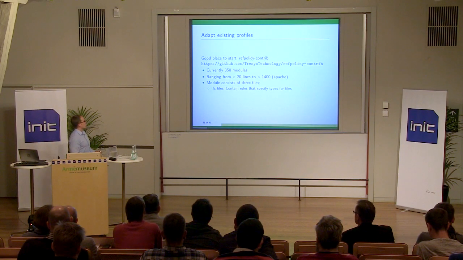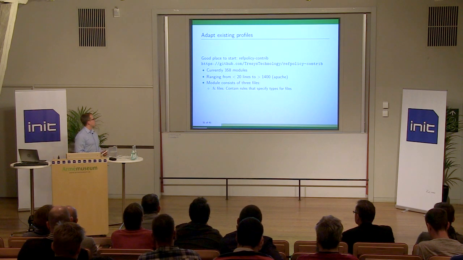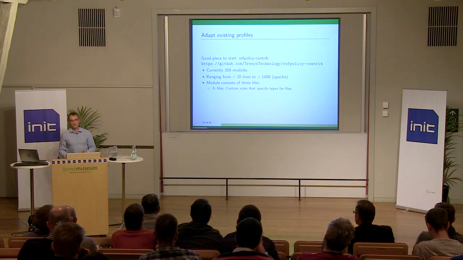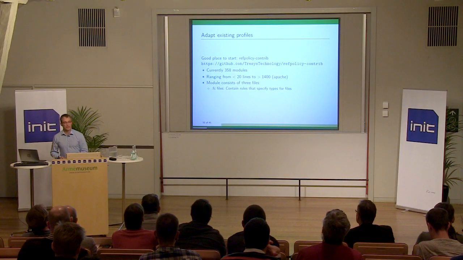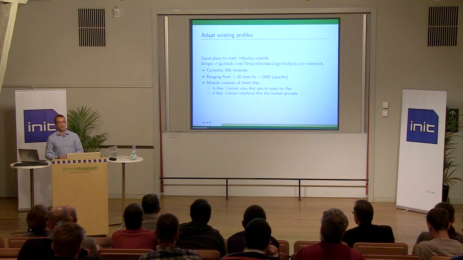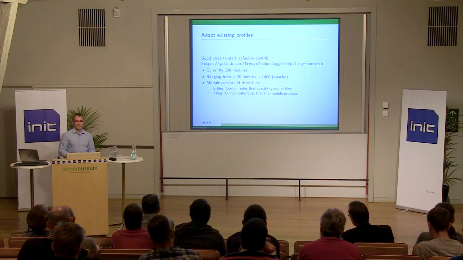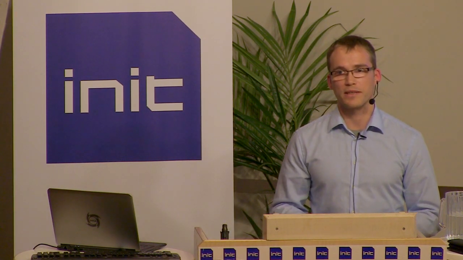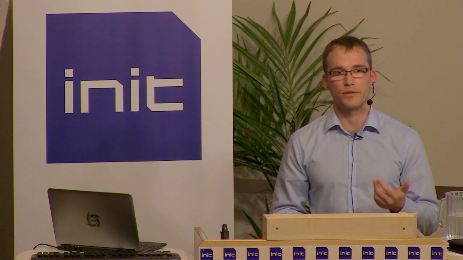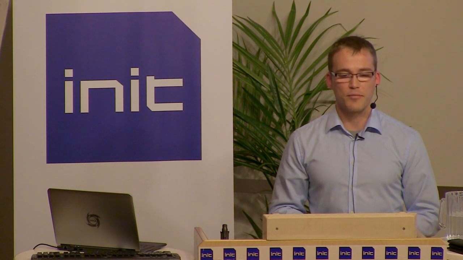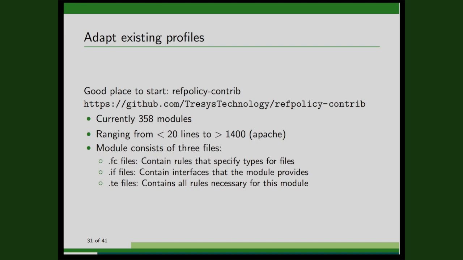A module consists of 3 files. First, you have .fc files. They contain rules that specify the types for the files that are on the file system. We'll see an example for that later. Then we have .if files, and they contain the interfaces that your module provides. For the most part, you won't write modules, but if you want to allow access to your types, then maybe you need to write them, but that's a little bit more advanced. And then there are .te files that contain all the rules that are necessary for this module.